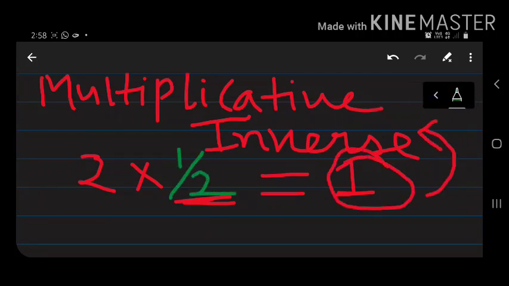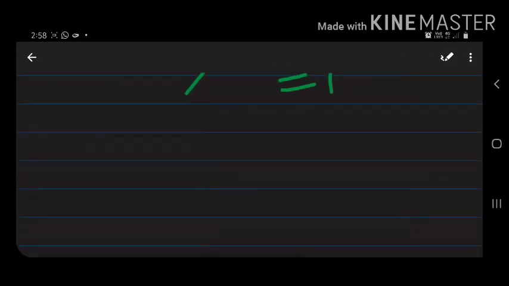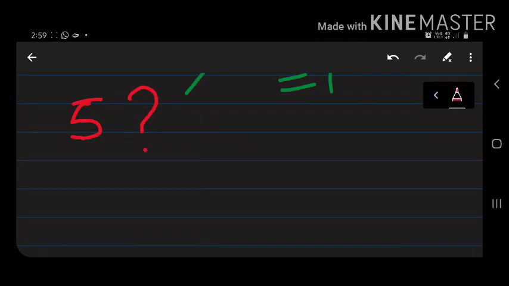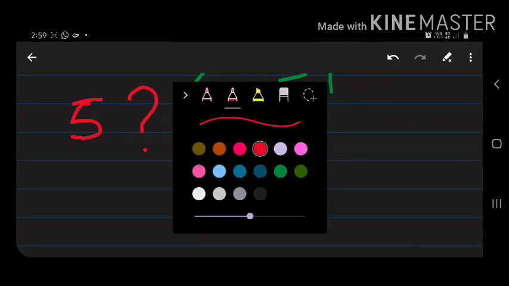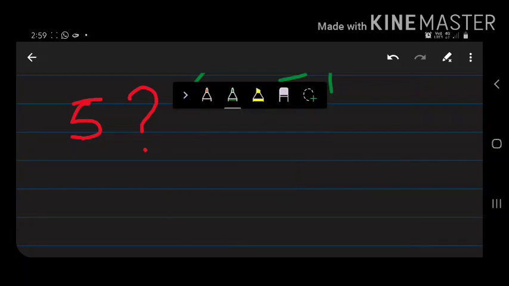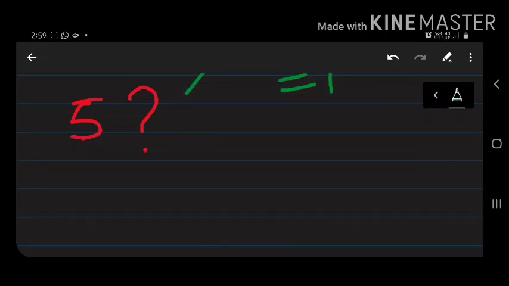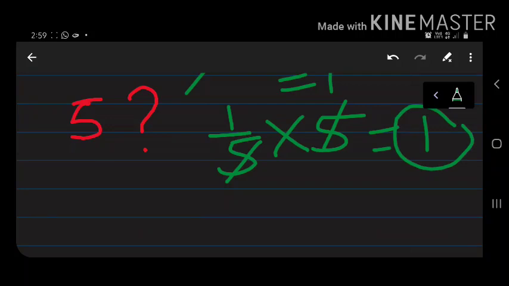So here is the answer. If we multiply 2 with 1 by 2, then we will get 1. So we can say that 1 by 2 is the multiplicative inverse of 2. Similarly, what will be the multiplicative inverse of 5? Yes, can you think? So, if we multiply 5 with 1 by 5, it will return us the value 1. So, the multiplicative inverse of 5 is 1 by 5.